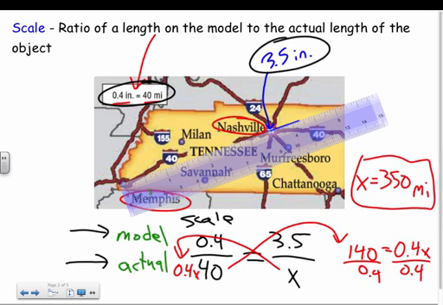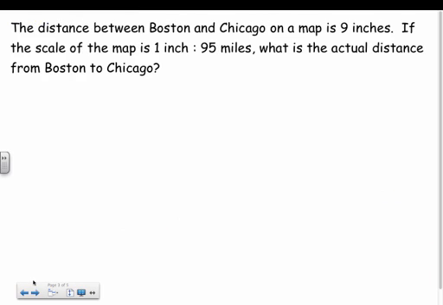If I get some crazy answer like 3,000 miles, well, 3,000 miles would cover the whole United States, not one state. So just think about it, it should make sense. If it doesn't, you probably set up your proportion wrong. Well, you may not actually get a map. It might just give it to you in words.